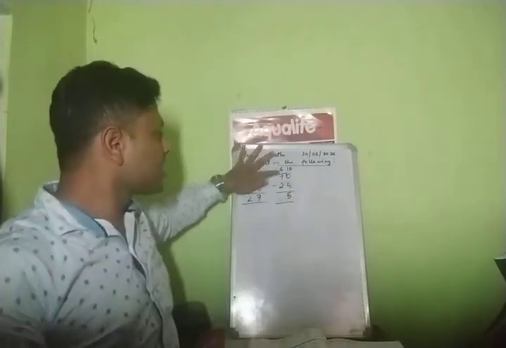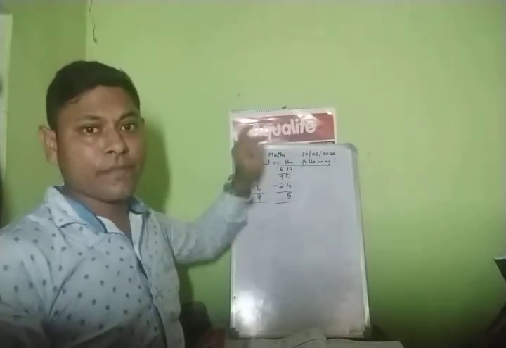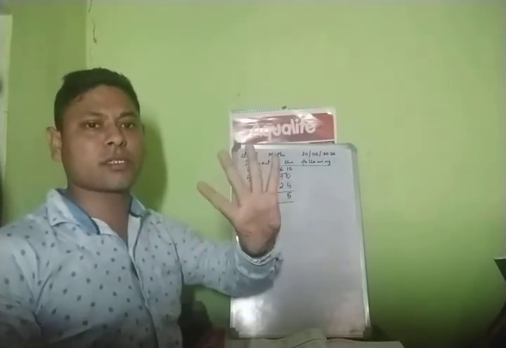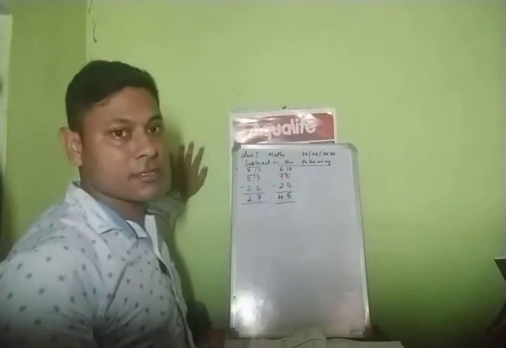Now what is here? 6. What is here? 2. From 2 you count till 6. 2, 3, 4, 5, 6. How many? 4. Like this. Okay. So the next question.